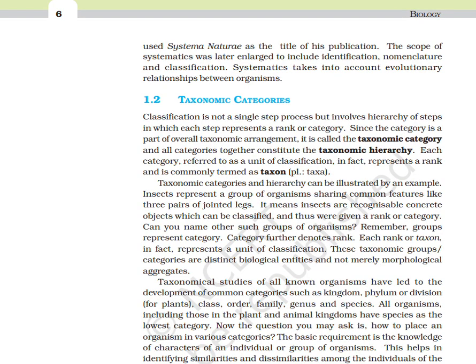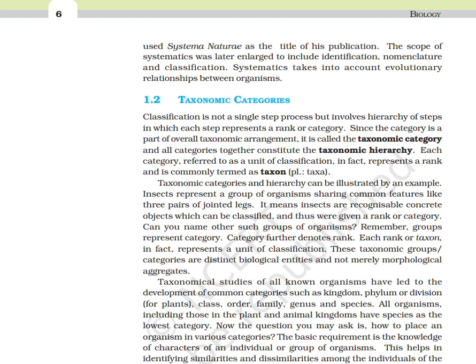Taxonomic categories and hierarchy can be illustrated by an example. Insects represent a group of organisms sharing common features like three pairs of jointed legs. It means insects are recognizable concrete objects which can be classified and thus were given a rank or category. Can you name such other groups of organisms? Remember, groups represent category. Category further denotes rank. Each rank or taxon in fact represents a unit of classification. These taxonomic group categories are distinct biological entities and not merely morphological aggregates.